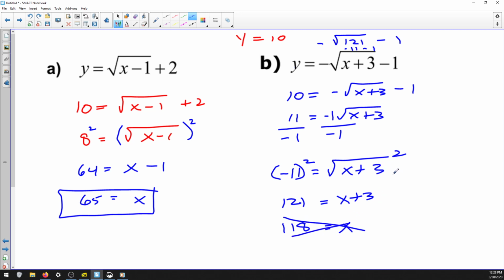And again, the step that hinted to me that this was the case was this one right here. I had the square root of x plus 3, which is always going to be positive, equal to negative 11, which can't be true. So you can see that in this case, because of that negative sign, we're going to get an extraneous answer. That's the idea with letter B. So this is number 2 in its entirety.